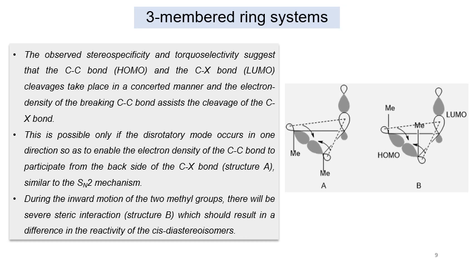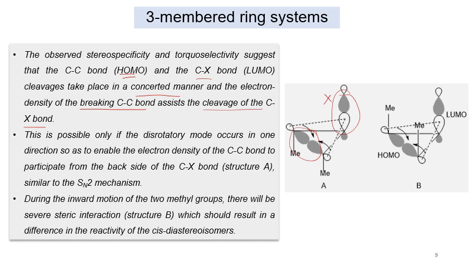Now, the observed stereospecificity and the torquoselectivity in all these cases suggest that the CC bond, which is now considered the HOMO, and the CX bond, which is now considered the LUMO, the two cleavages take place in a concerted manner, and the electron density of the breaking CC bond assists the cleavage of the CX bond.